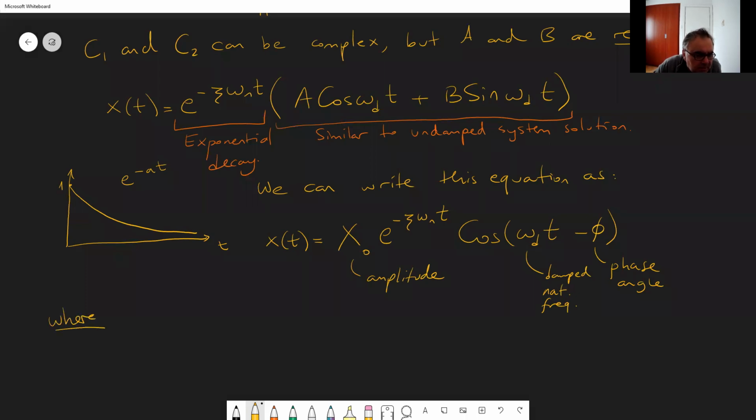I don't want to derive this, but exactly the same procedure can be used to derive the following. X0 is equal to the square root of A squared plus B squared, and phi equals tangent inverse of B over A.